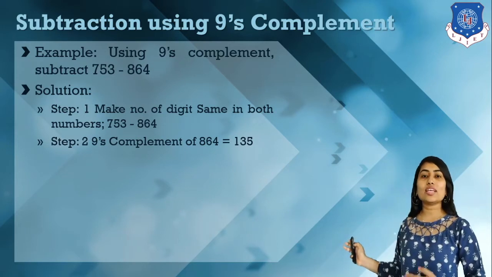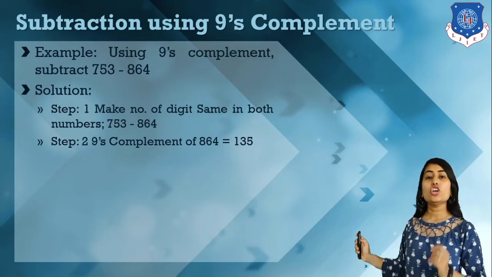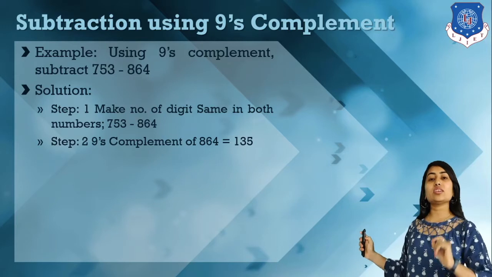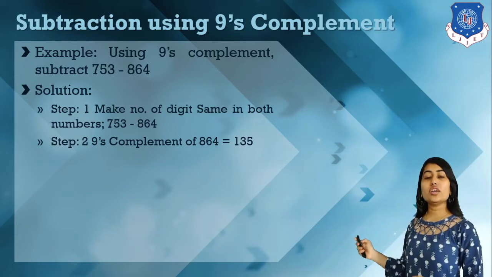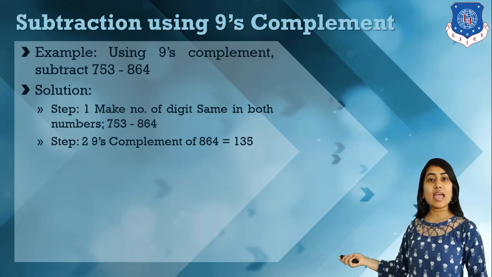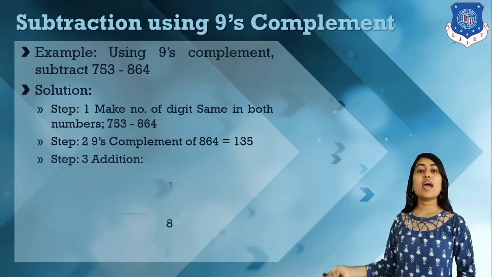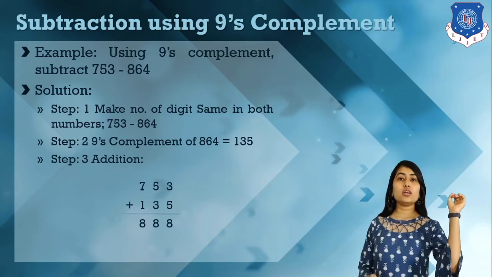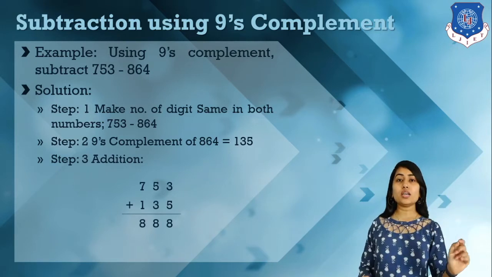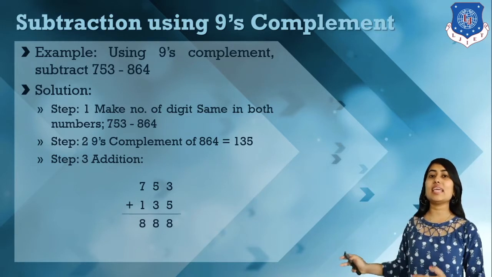How do we calculate this 9's complement? By subtracting all the digits from 9. So 9 minus 8, 9 minus 6, 9 minus 4. Here we have 135. Now step number 3: add this 9's complement to the first number. So here we have the addition of 753 plus 135, which gives 888.